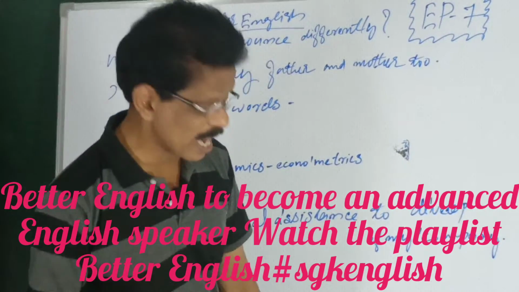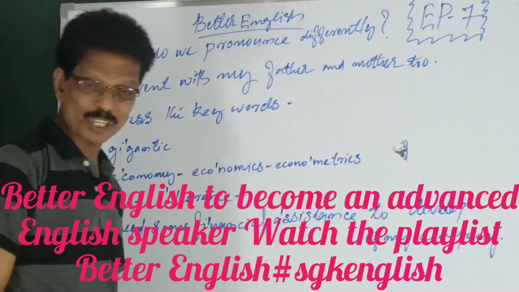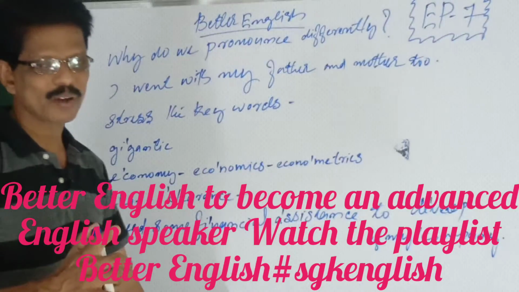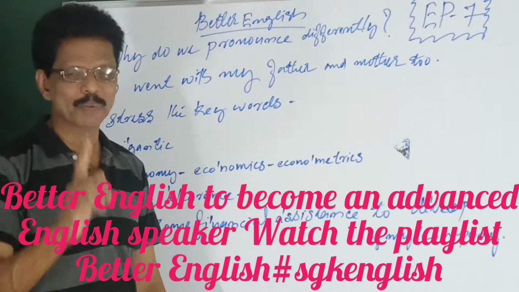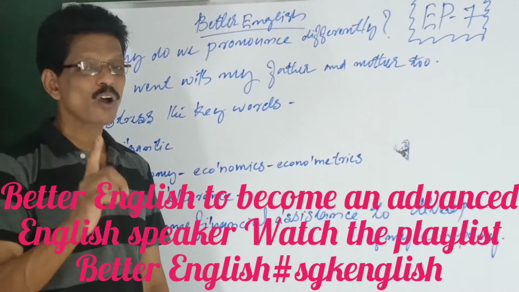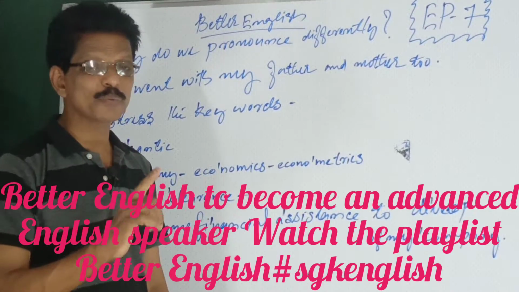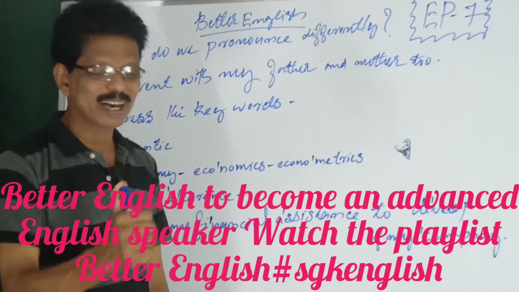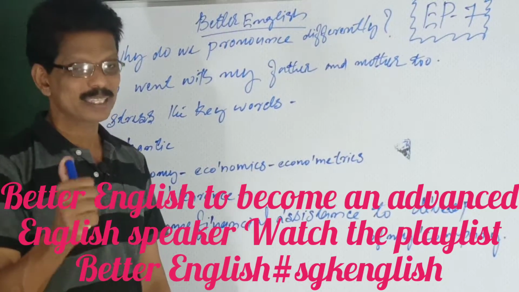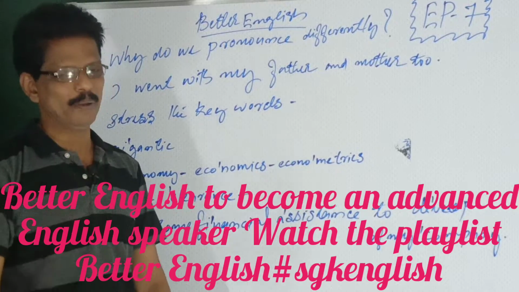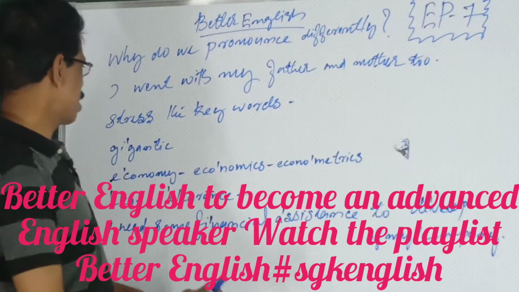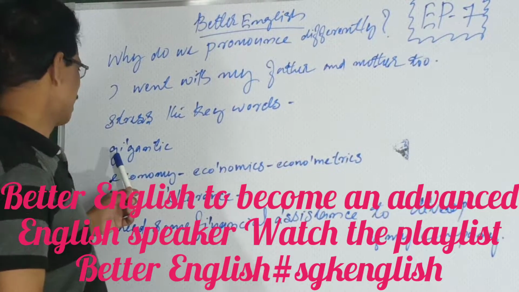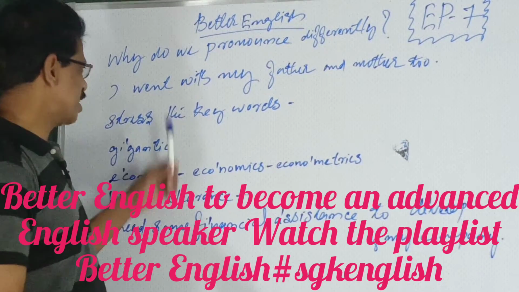Some syllables are given more force or stress while pronouncing. Not some, one syllable. In a word, one syllable is pronounced with more force than the remaining syllables. That is known as the stressed syllable. The remaining are all unstressed syllables. For example, take the word gigantic.